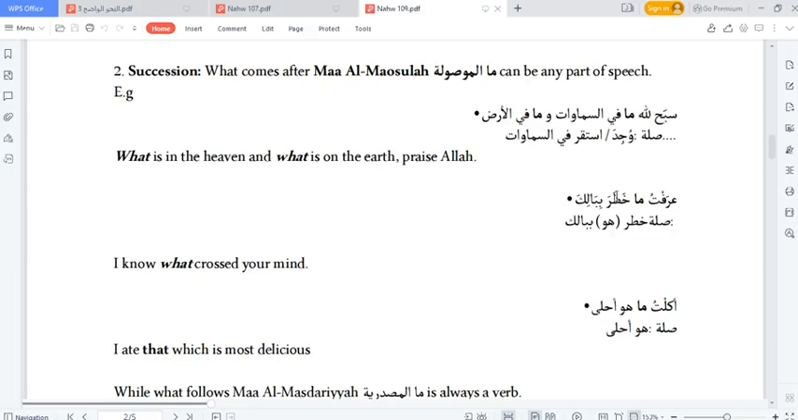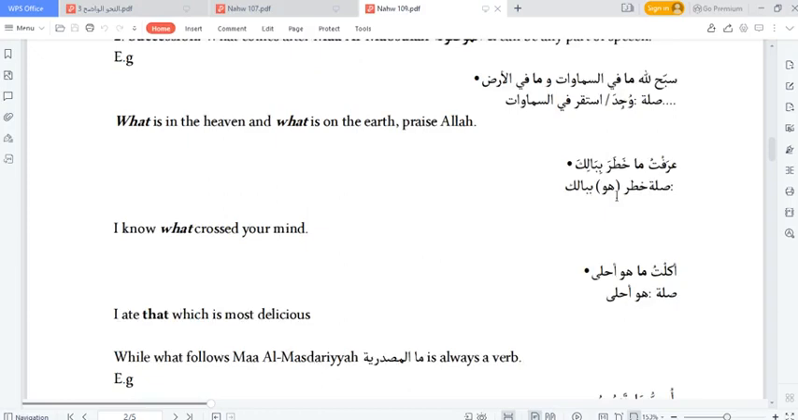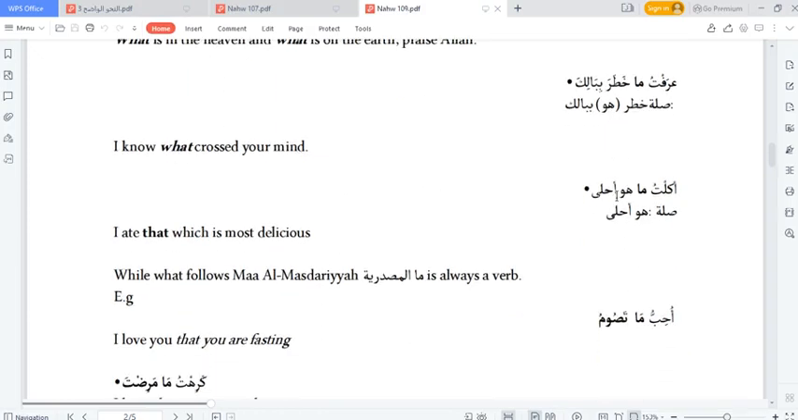I hope you get. So it has to show in the sentence that if I translate this sentence, even though the dhamir is not explicit or is not attached, is there a dhamir hidden that can still go back to the ma? If it is there, then definitely that ma is ma al-mawsula. Is that gotten? Now, so next we have another example.